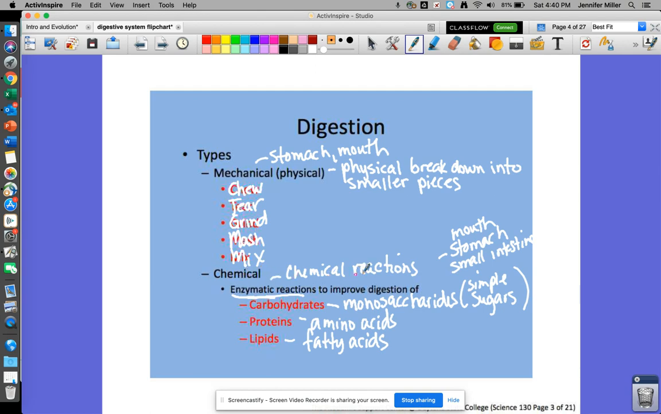And then there's chemical digestion, which involves chemical reactions where enzymes are used to break down bigger molecules like carbohydrates, proteins, and lipids into their smaller molecules: carbohydrates into monosaccharides, proteins into amino acids, and lipids into fatty acids. And then these smaller molecules are what get absorbed into the bloodstream.